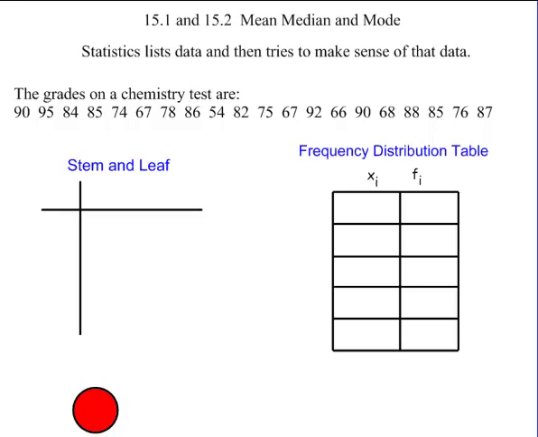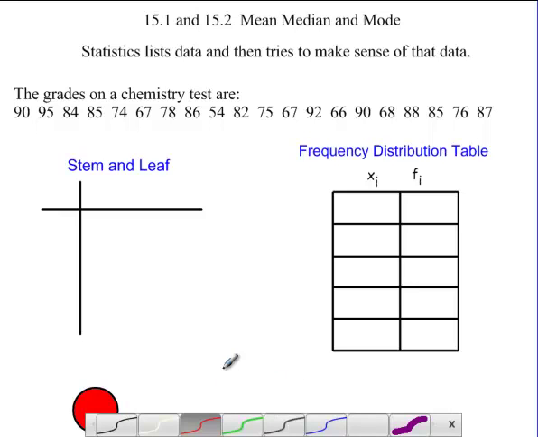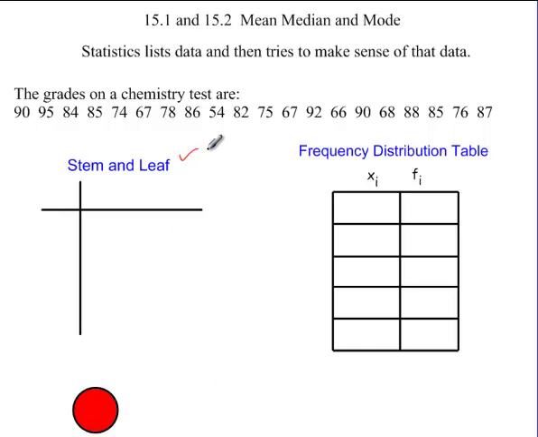So we've got a couple of things that we use to organize our mean, median, and mode so we can look at them. The first one we're going to look at here is the stem and leaf. So what I have here are the grades on a chemistry test, randomly put there. We're going to organize these grades so we can look at them. Using a stem and leaf, what we do is we take each grade, we take a 90. We take the stem and then the leaf.